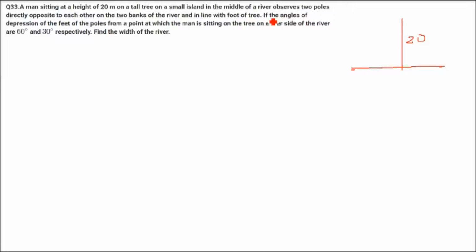If the angles of depression of the feet of the poles from the point at which the man is sitting on the tree, on either side of the river, are 60 degrees and 30 degrees, find the width of the river. Same question with different angles.